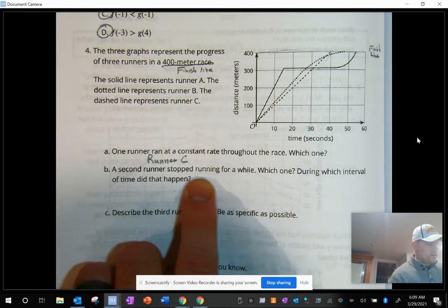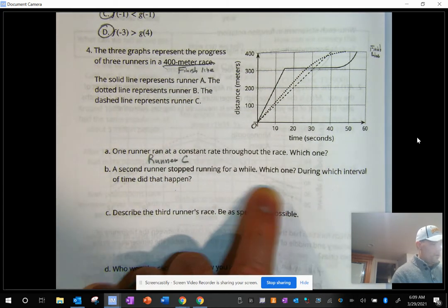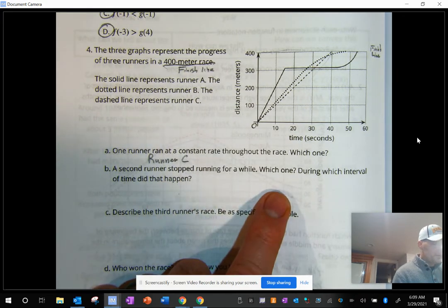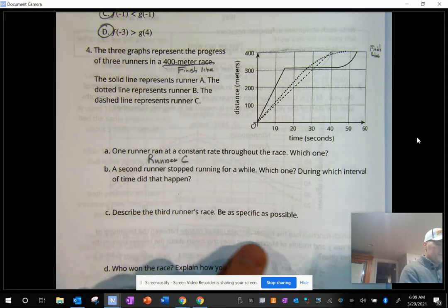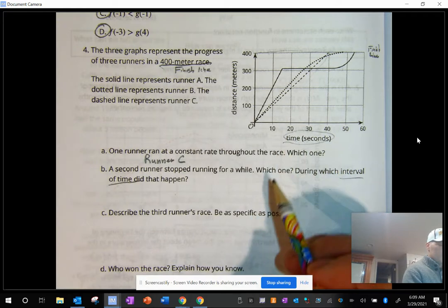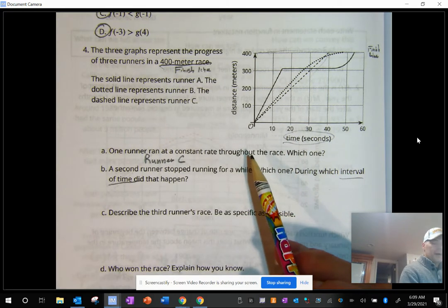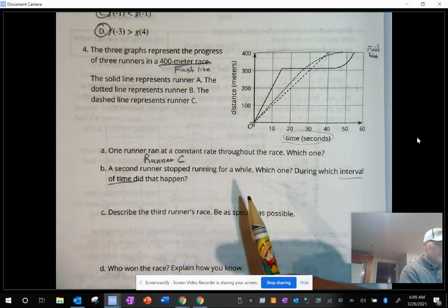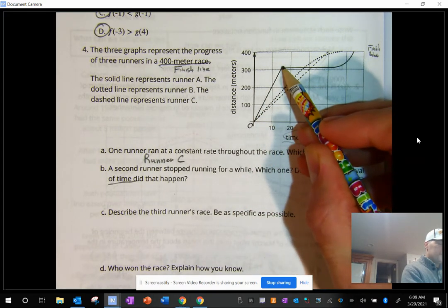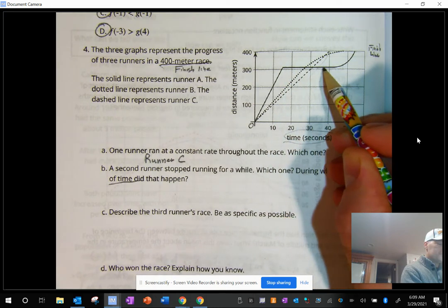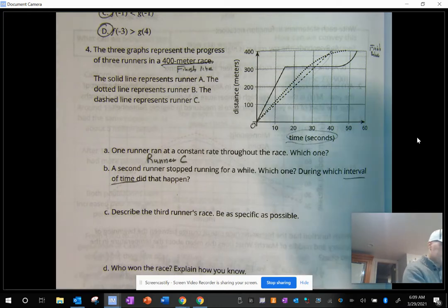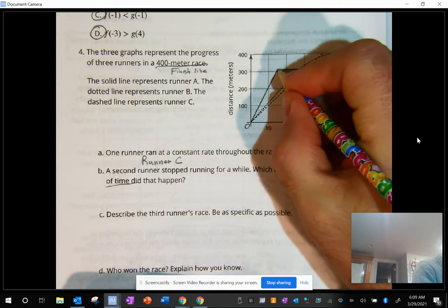The second runner stopped running for a while. Which one and during which interval of time did that happen? Now, the interval of time, that's this down here, right? So they want to know which runner stopped running and between which times they did that. This runner was going up and then stopped right here, and then for quite a few seconds they didn't move, and then they kept running, right? Looked like they were taking a break. So that happened right here.